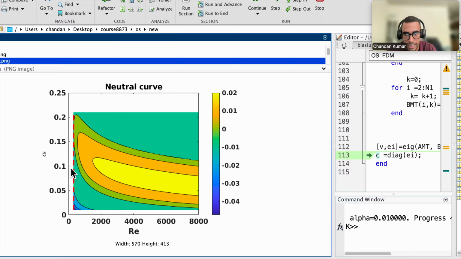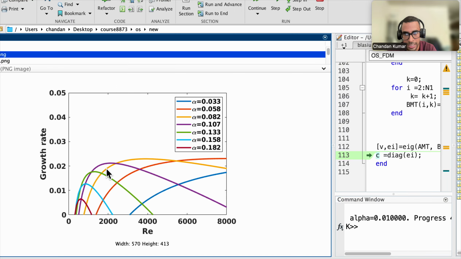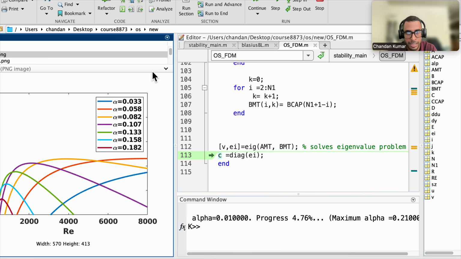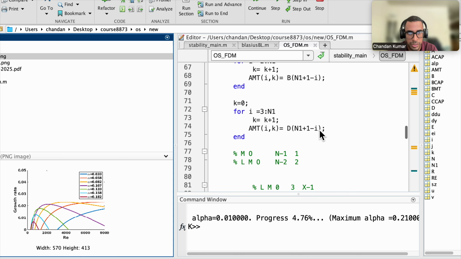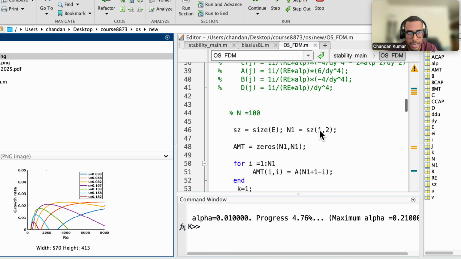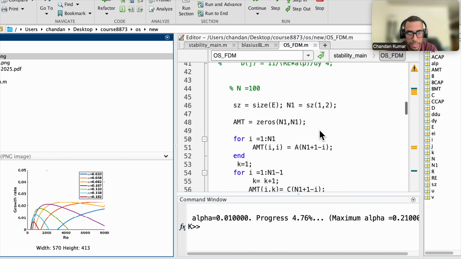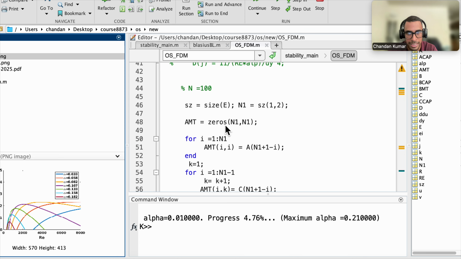If you draw a horizontal line, then for each of these alpha you will get the growth rate curve that we saw over here. So this is pretty much the stability analysis for the incompressible boundary layer, and it would be great if you can try this with a different range of Reynolds number and alpha, to check what this neutral curve looks like and what range of wave numbers can go unstable.